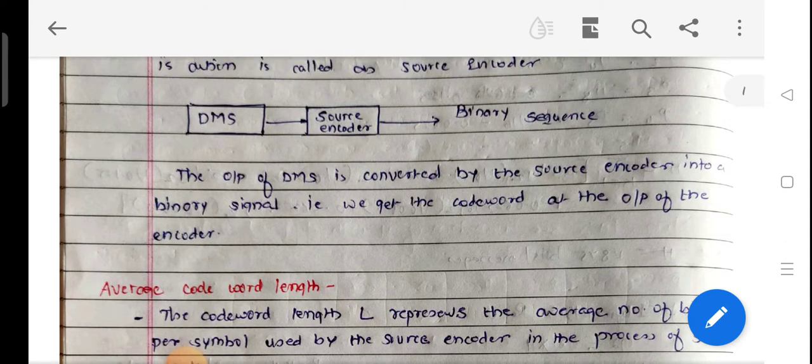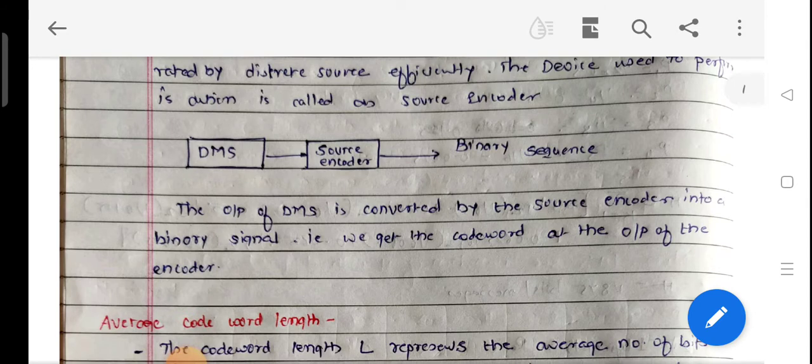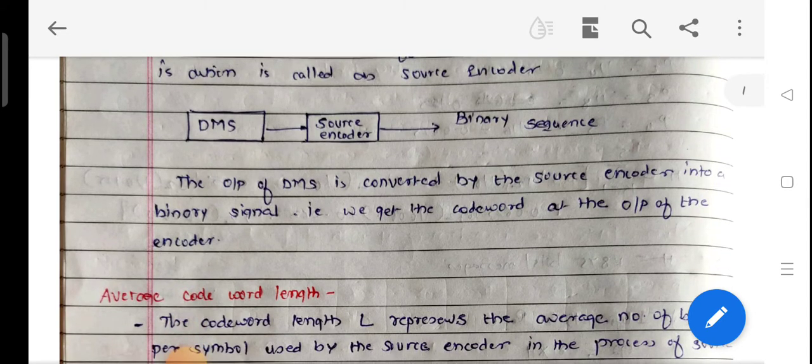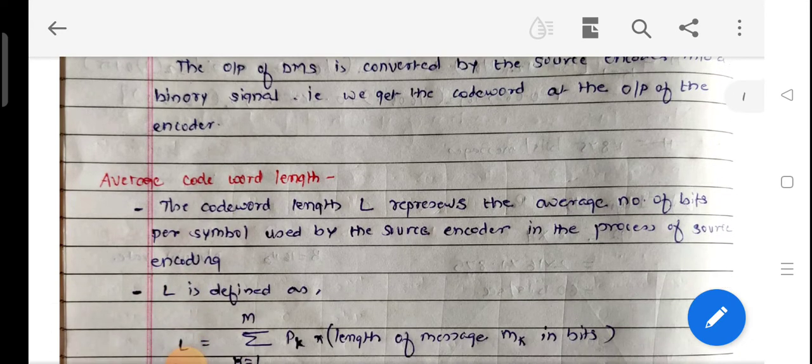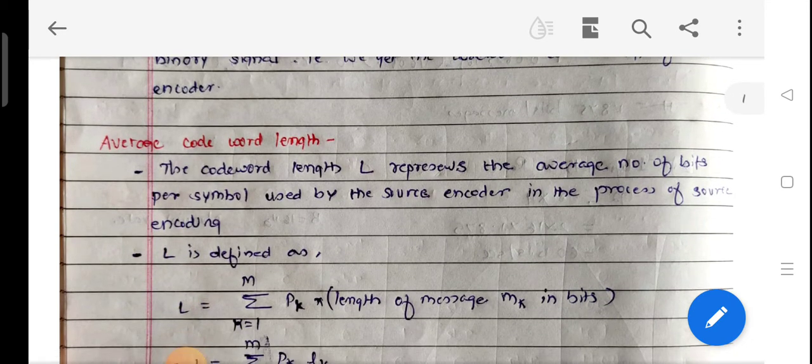There are different source encoding techniques we are going to study in this lecture. Before that, we will see some terminology related to this topic. The first definition is average code word length. We know what a code word is: the coded sequence generated at the output of the source encoder. The average code word length L represents the average number of bits per symbol used by the source encoder in the process of source encoding.